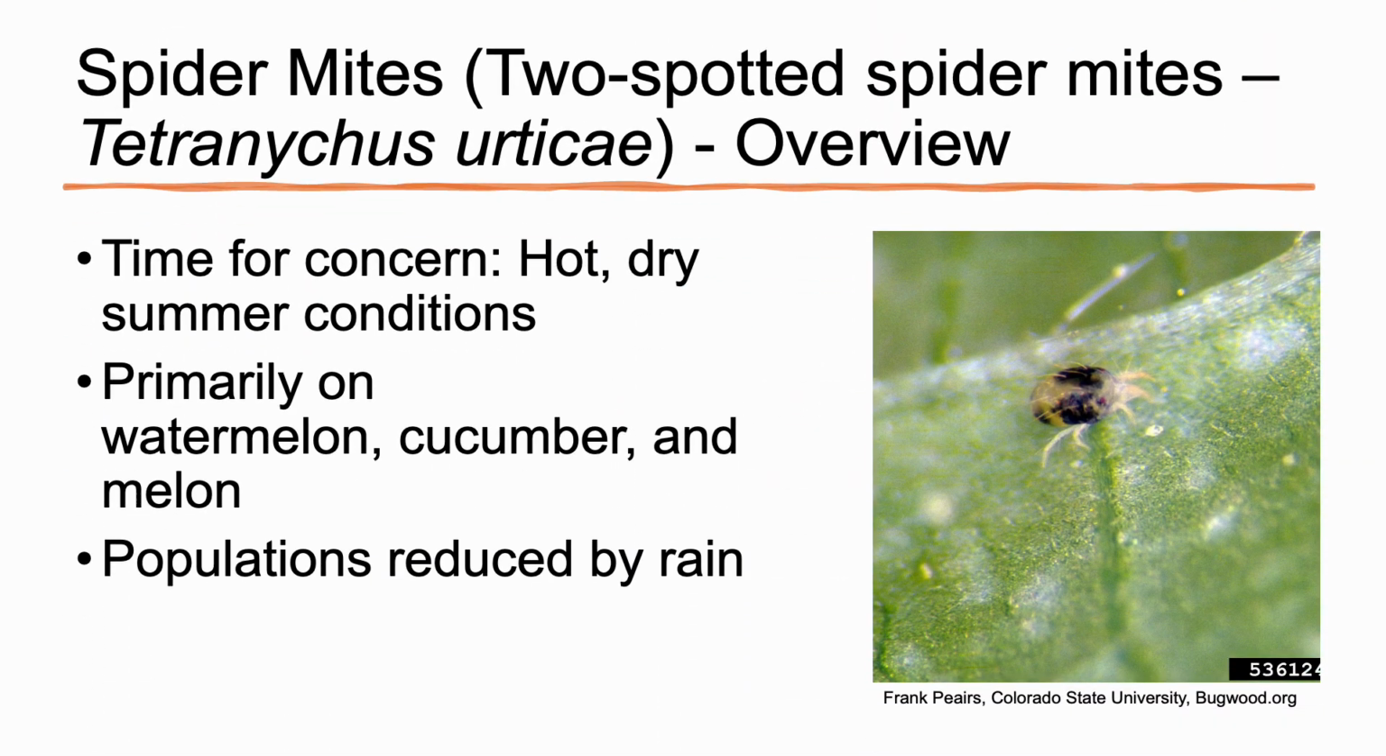Our next pest are spider mites, which is a group of arachnids that are mainly a problem during hot, dry summer conditions. In this presentation, we are going to be specifically talking about the two-spotted spider mite, a common mite pest of cucurbits. A two-spotted spider mite is shown on screen now walking across a leaf. They most often affect watermelon, cucumber, and melon plants. Unlike many insects, mite populations can be reduced by rainfall, which can help slow outbreaks.